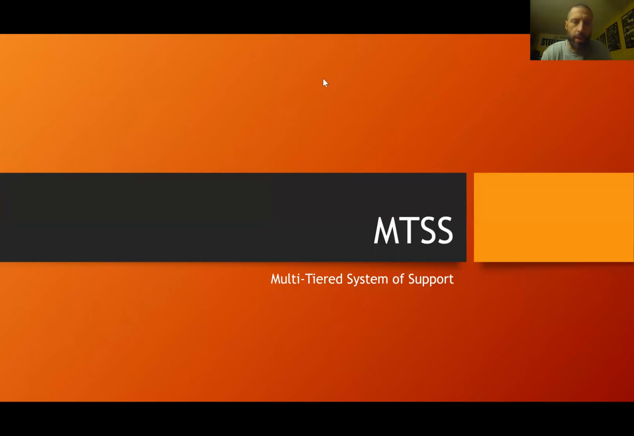Okay, I am James Whitaker, and this is going to be MTSS, multi-tiered system of support, and how it's used, what it is and how it's used.